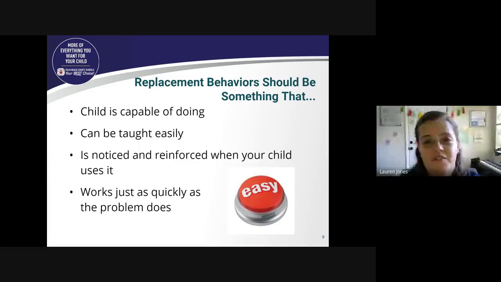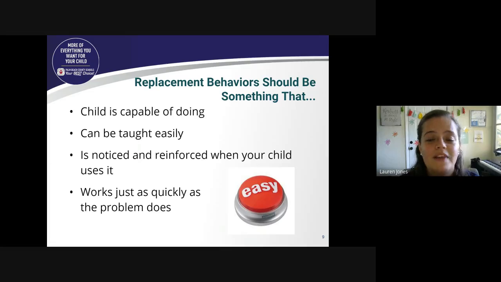Knowing those functions of the behavior is so important, Christy. When we're thinking about replacement behaviors, they should be something that the child is capable of doing. We can't replace a behavior that's working for our child with something that's really hard for them to do or they're not able to do. It needs to be a skill that can be taught easily.